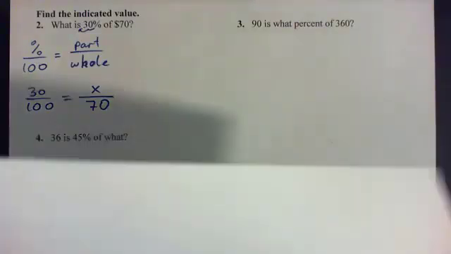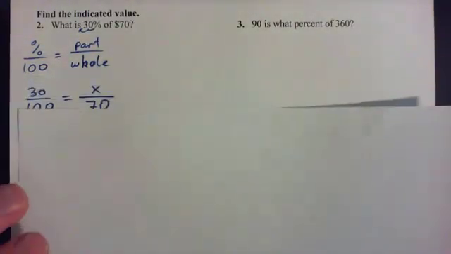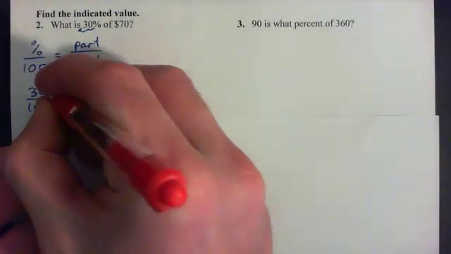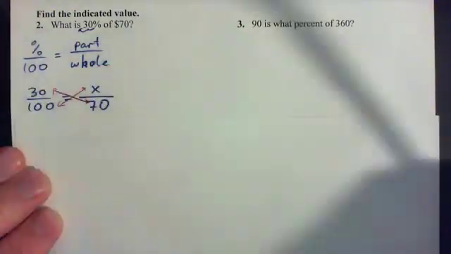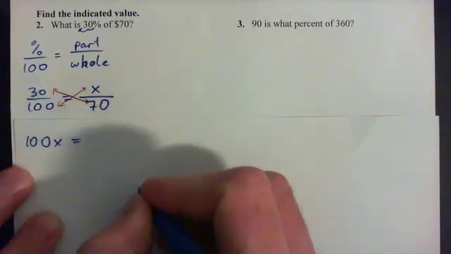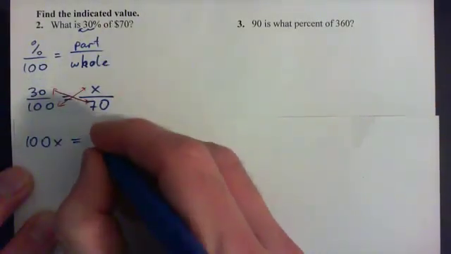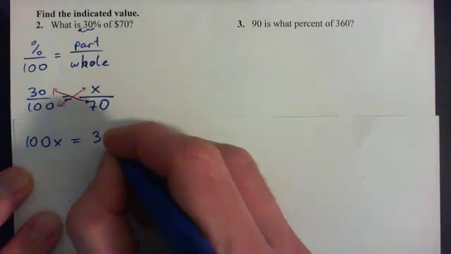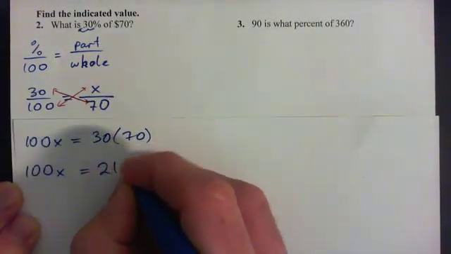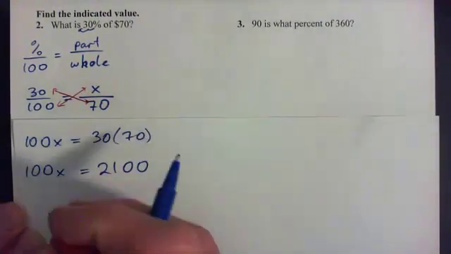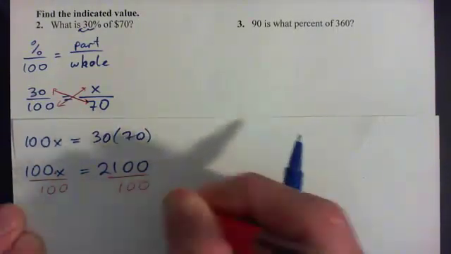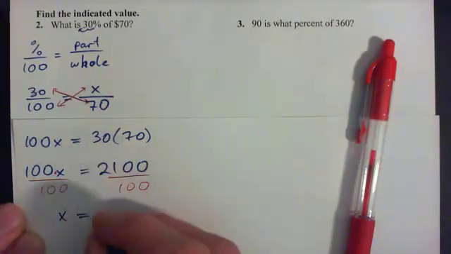And I've already covered how to solve these guys. Solving a proportion, cross multiply. Right, cross multiply, and you get 100x, 100 times x equals 30 times 70, so 100x equals 2100, and then x has been multiplied by 100, so divide both sides by 100, and we get x equals 21.